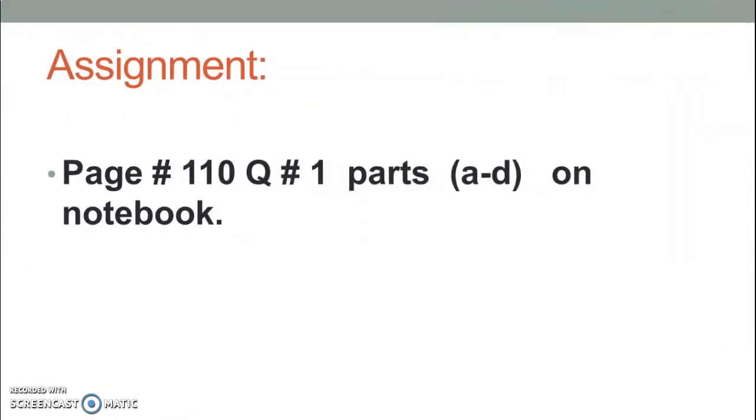This is your assignment. Page number 110, question number 1, parts A to D, meaning A, B, C and D, in your notebook. This is your assignment.